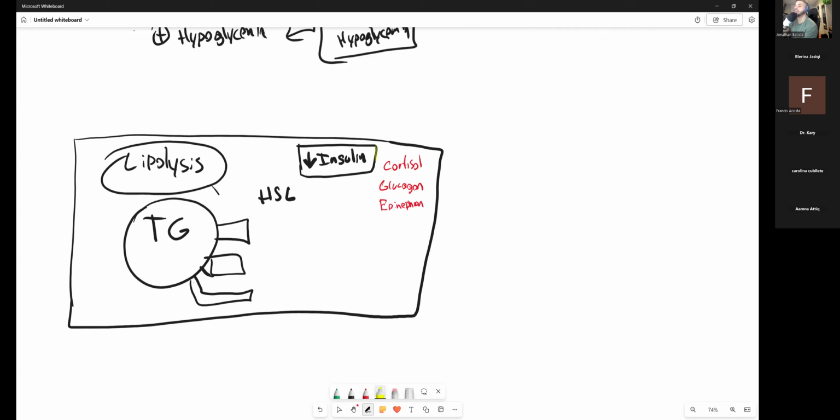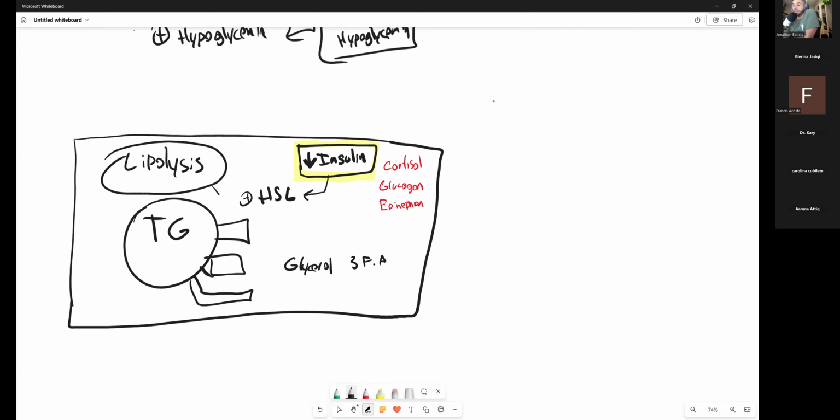Why am I putting this here as such a big thing? This is the one that a lot of test writers love, because the decrease in insulin is actually stimulating hormone sensitive lipase. The more it decreases, the more it starts to stimulate this. So let's understand this. You'll see that this decrease of insulin will stimulate more and more hormone sensitive lipase. Hormone sensitive lipase will break down this triglyceride into glycerol and 3 fatty acids.